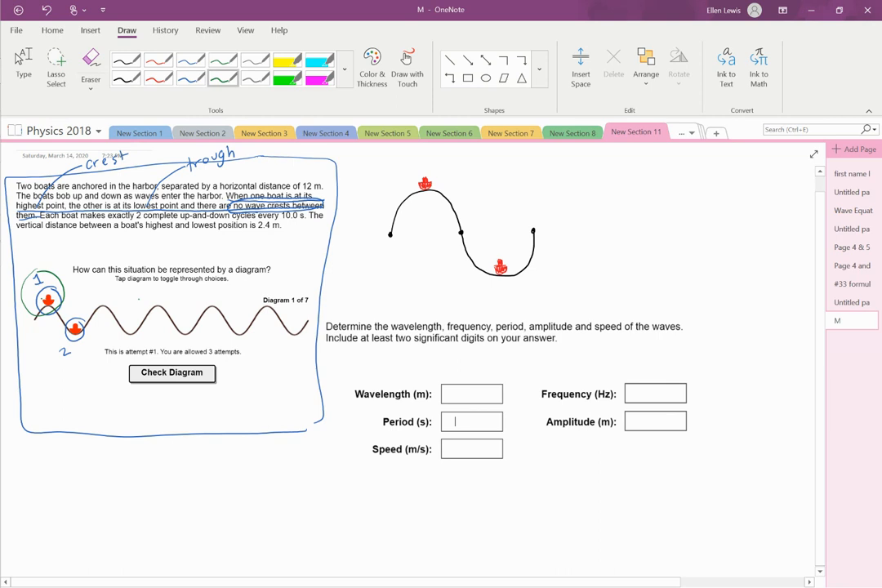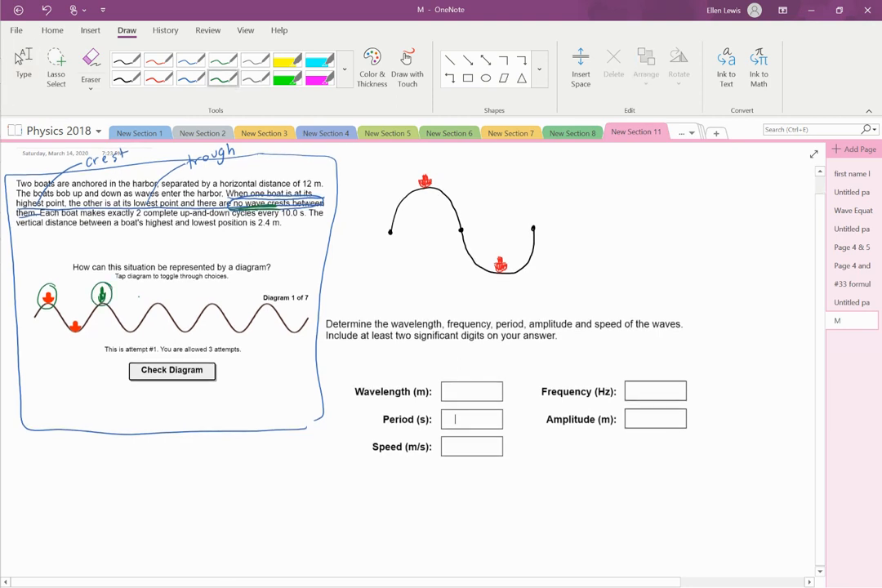Okay, well, for this problem, we don't want any wave crests between them. So this is the correct picture. If you picked check diagram, you'd get a dot away. One other thing I'd like to point out to you is if I had the second boat here, this picture would not work. You don't have any wave crests between them, but boat number one is at its highest point and boat number two is at its highest point. You don't have the second boat at the lowest point, so that's why that picture wouldn't work.